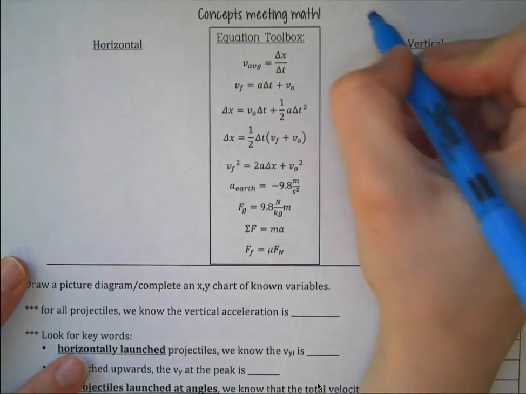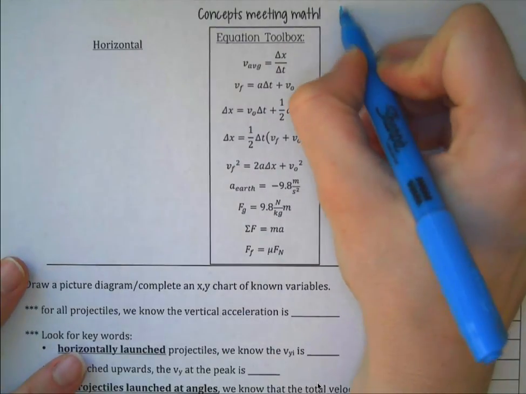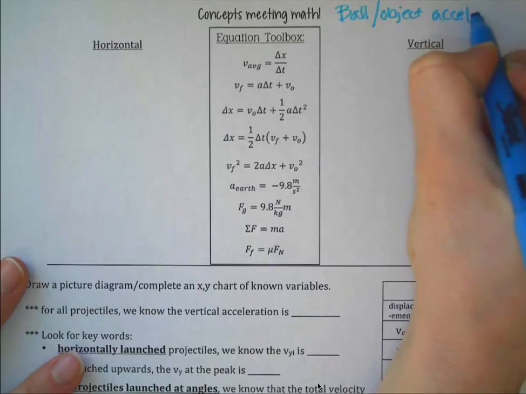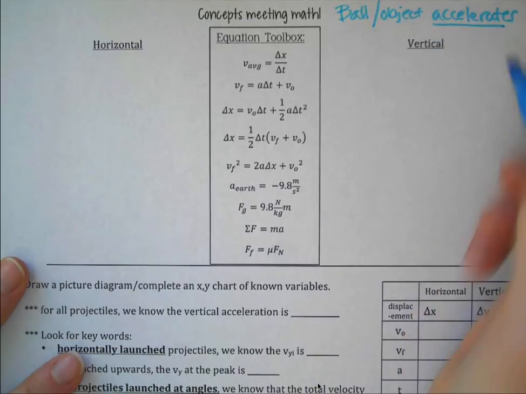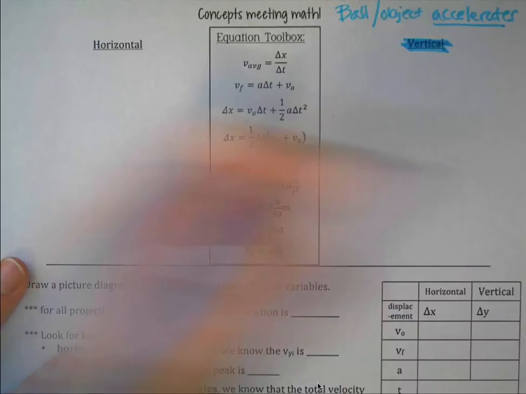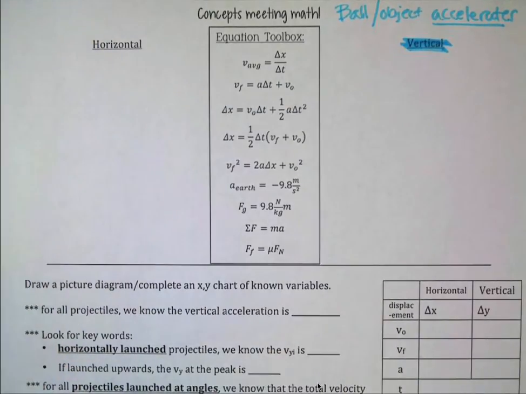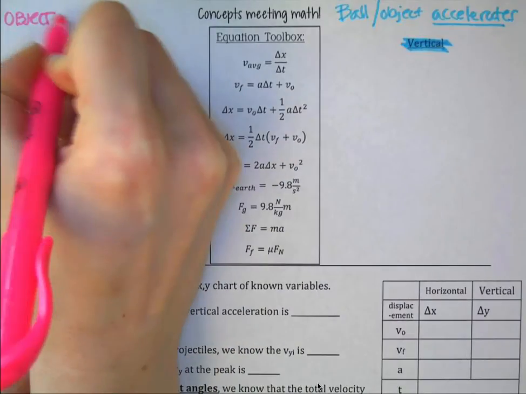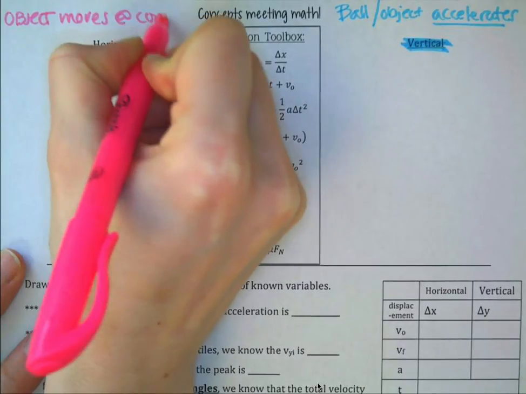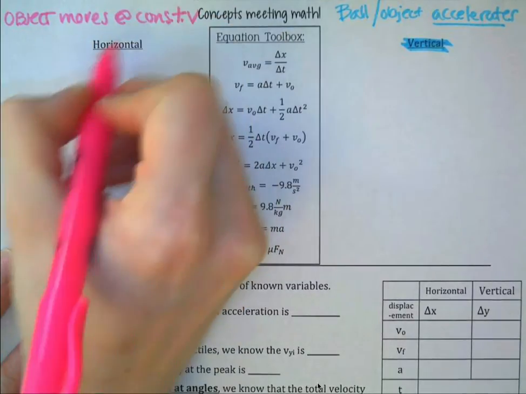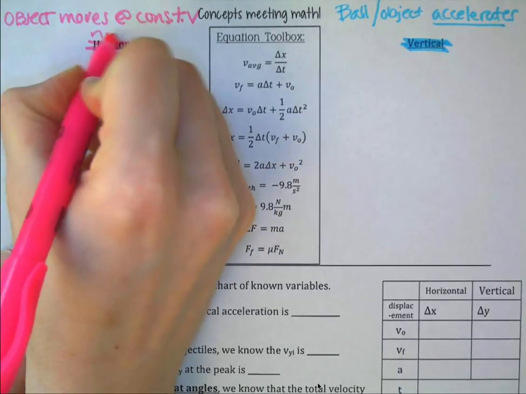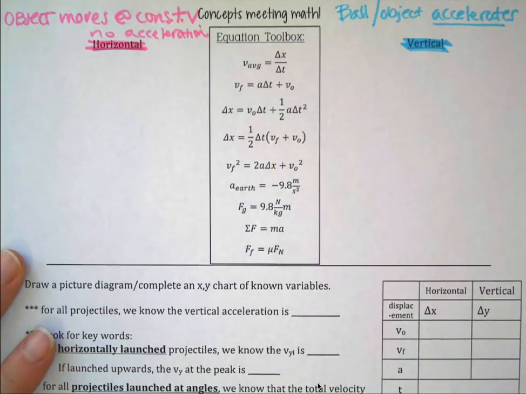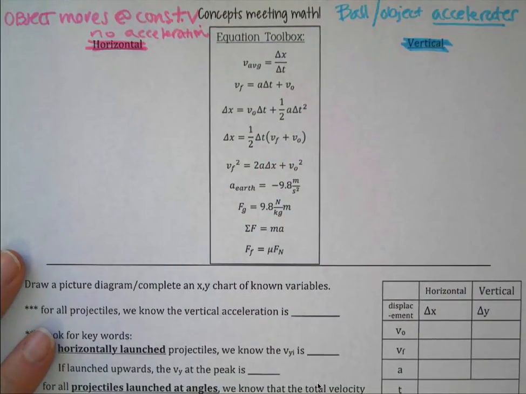The vertical direction, we saw from the front side, the ball or object accelerates in the vertical direction. In the horizontal direction, we see that the object or the ball moves at a constant velocity. So horizontally, there is no acceleration. So it's not that we're coming up with new equations, but seeing where each of our equations apply.